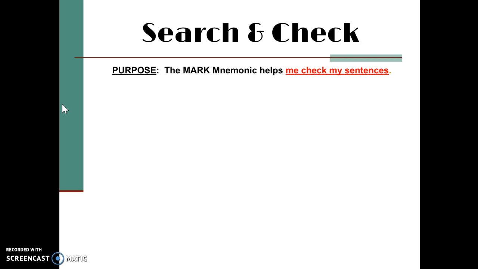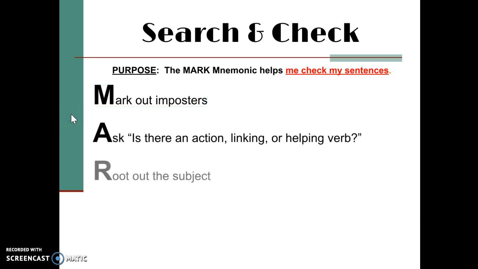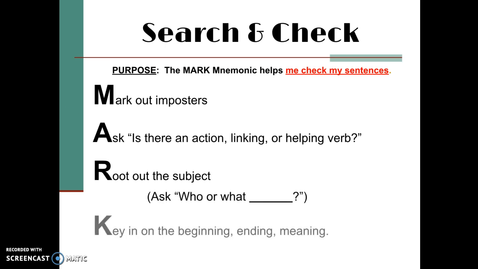We use the mnemonic MARKS to help us check our sentences when we're writing. And we've been doing this by marking out imposters, asking if there's an action, linking, or helping verb, rooting out the subject, and we haven't focused too much on keying on the beginning, ending, and meaning because we're going to be focusing on that when we start writing. And our imposters are the infinitives and prepositional phrases.